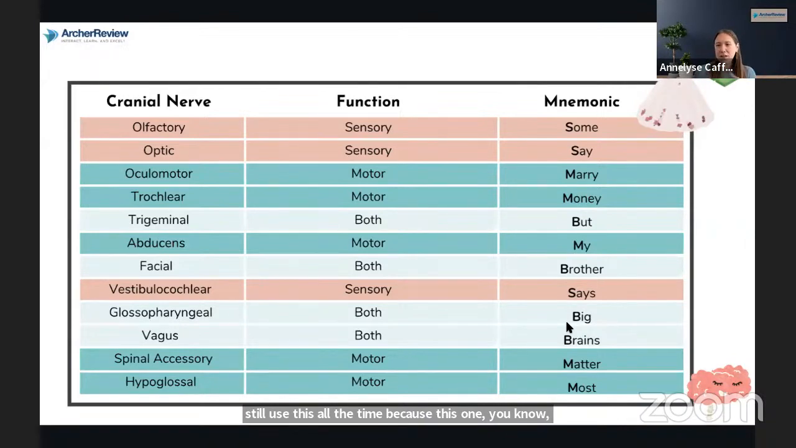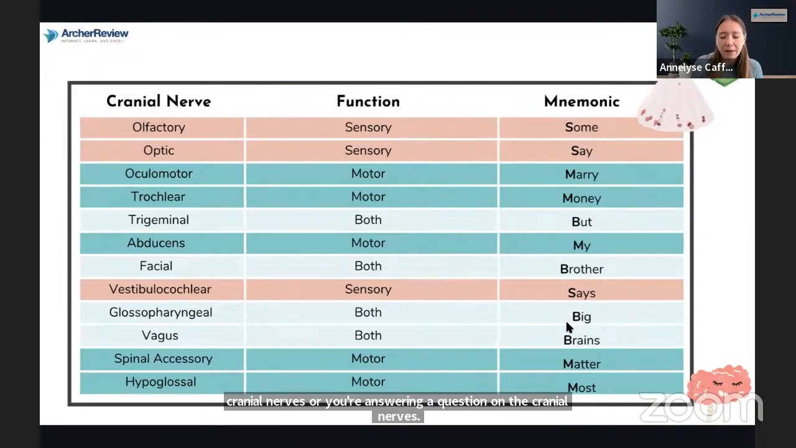But function feels a little weird if you can't remember what it does. And if you know function, if it's sensory, motor, or both, it's going to help when you're actually assessing the cranial nerves or you're answering a question on the cranial nerves. So you want to be able to recognize, okay, cranial nerve 7, facial, is that sensory, motor, or both? And the mnemonic helped me run through that.